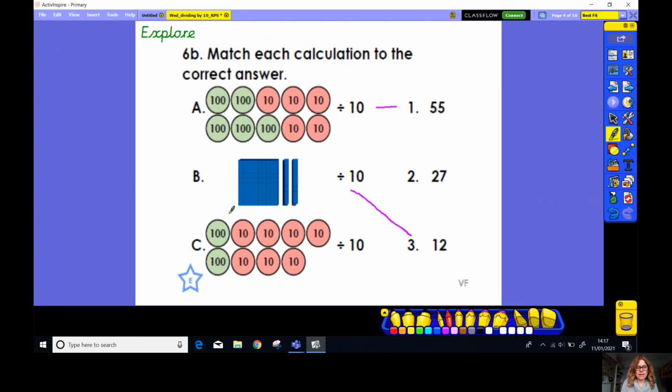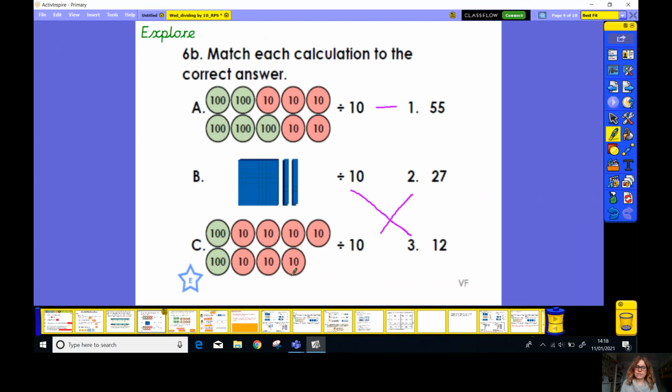And here we have a number. It is 200 and 1, 2, 3, 4, 5, 6, 7 tens. 7 tens equals 70. So we have 270 divided by 10, which would be 27. So hopefully you got those correct today. Let's move on to our next question.